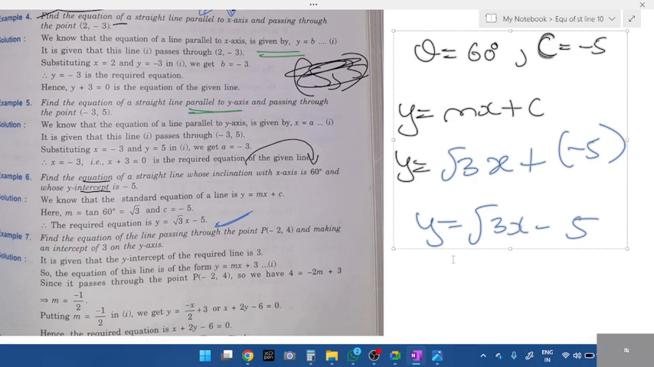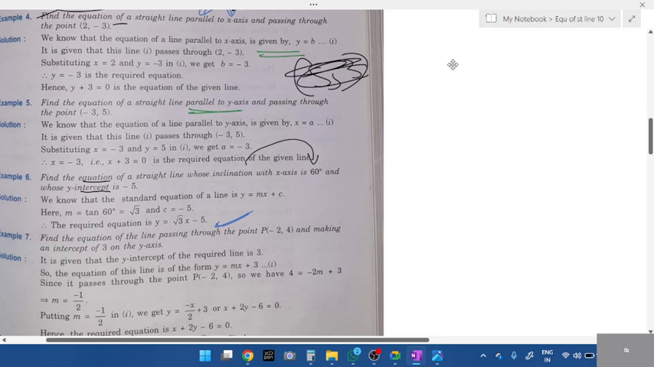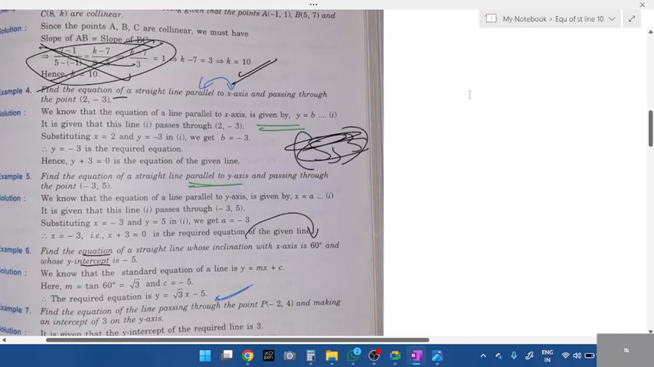These three chapters put together, you get it for 8 marks: reflection, section formula, midpoint, equation of a straight line. Mostly by Monday or Tuesday, I'll complete it. Done? All of you understood? Response, students. Completed? Okay, now next question.